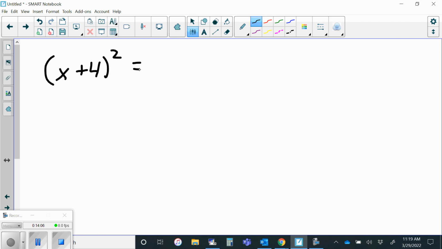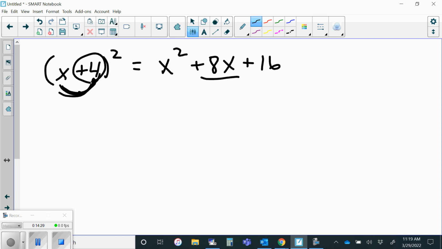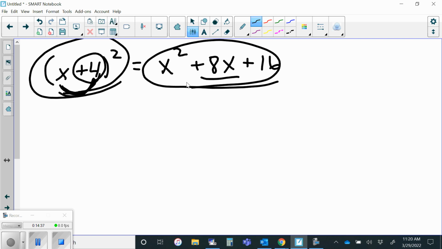What's that going to turn into? X squared. Good. Plus 8x. How did you get the 8x? 4 times x is what? 4x doubled is 8x, and that's where the middle one came from. And then plus what? 16. How did we get that? We squared that back number. This is called a perfect square. This is a perfect square in factored form. This is a perfect square in what we call standard form. Yes or no?